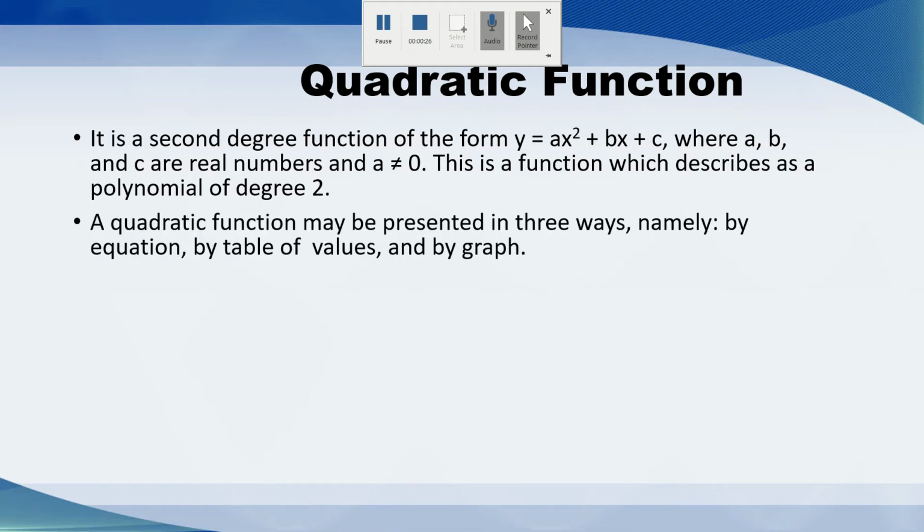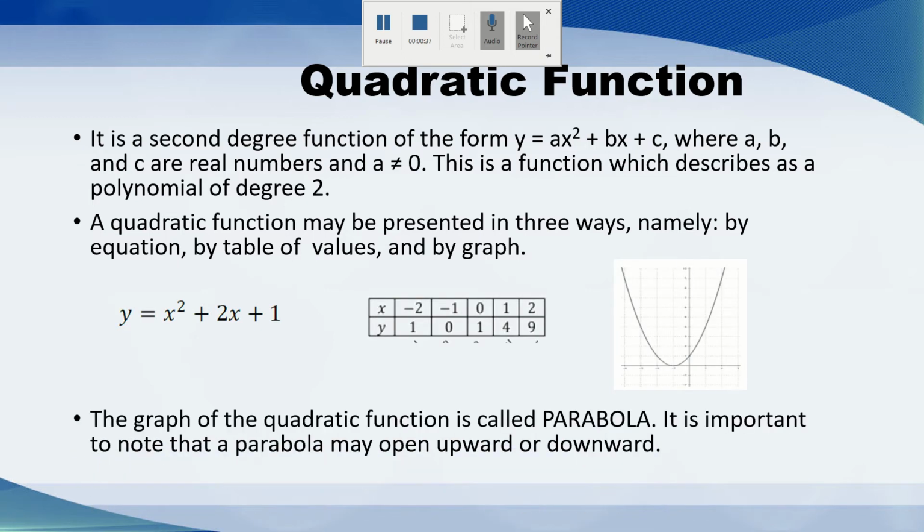A quadratic function may be represented in three different ways, namely by equation, by table of values, and by graph. Take note also that the graph of the quadratic function is called parabola. It is important to note that a parabola may open upward or downward.